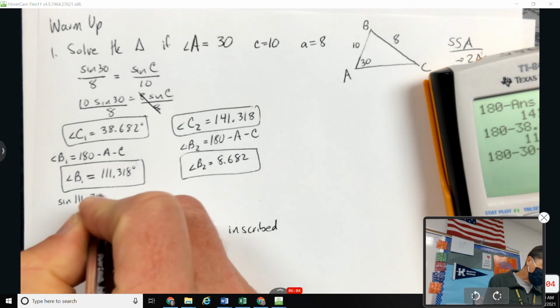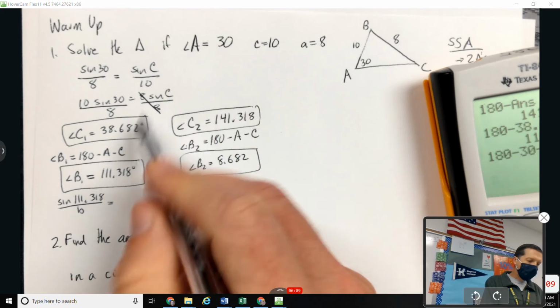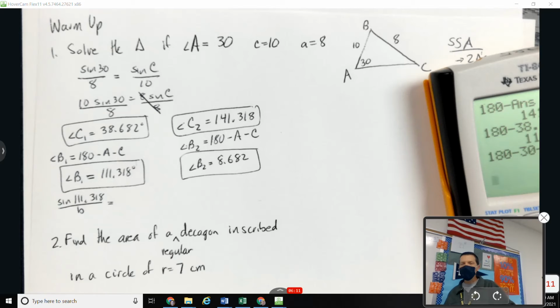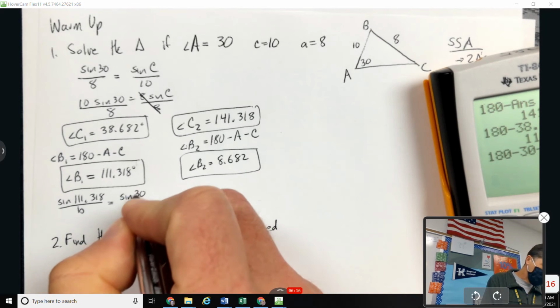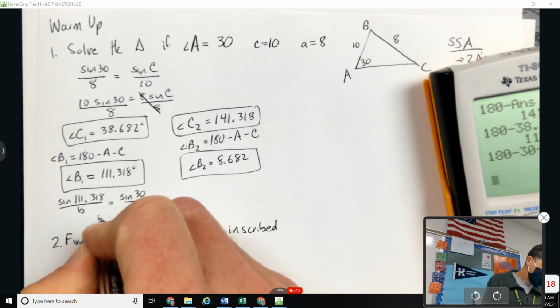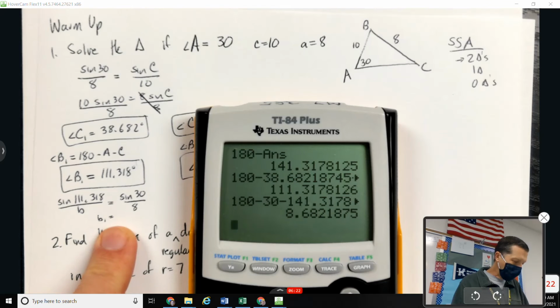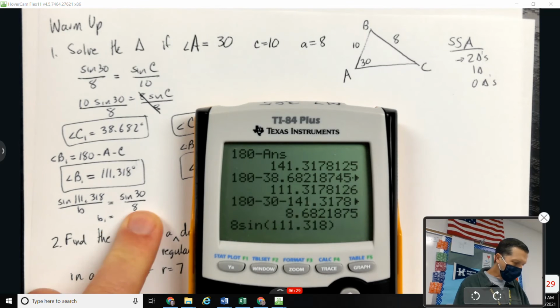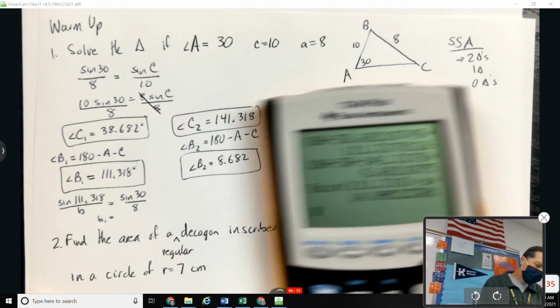So sine of angle B over side B equals, I could use A or C, but A would be the easier stuff because it's the given stuff, equals sine 30 over 8. A little squished for space here, so I'll do the algebra and calculator all at the same time. So 8 sine 111 divided by sine of 30, 14.905.